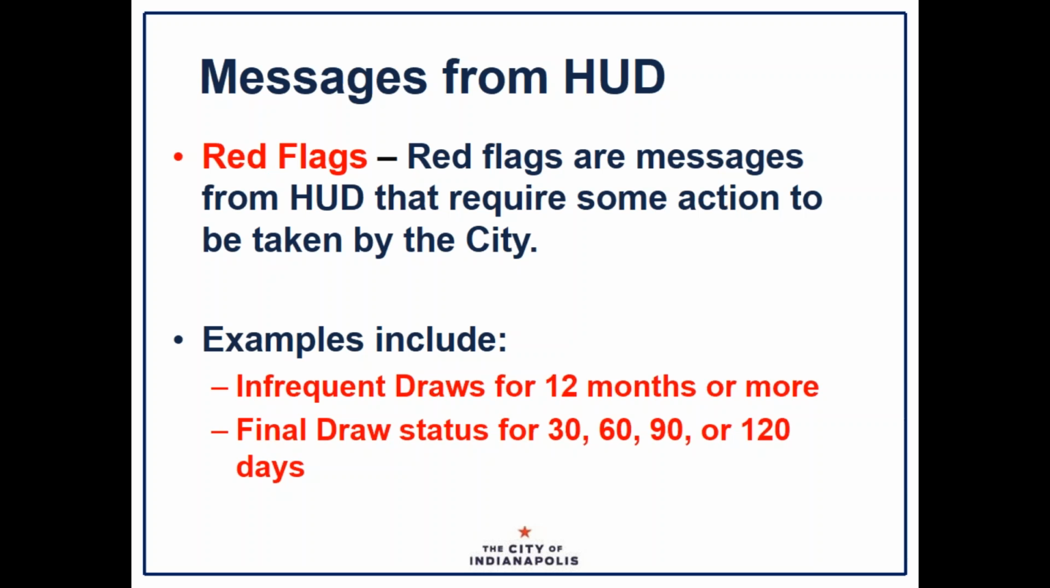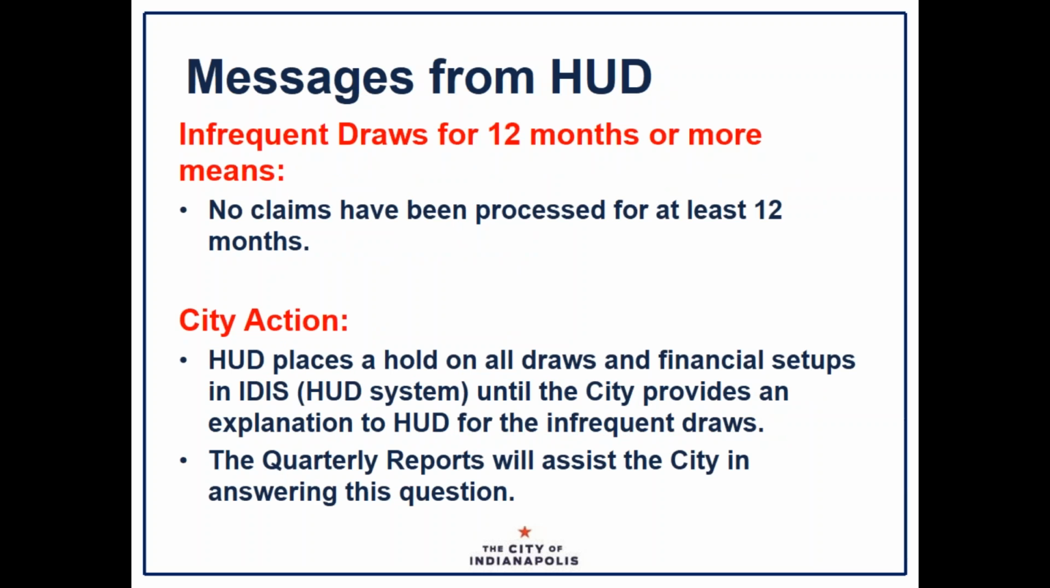Also, the final draw status. So if you've completed your project for the most part and you still have one final draw left and you haven't drawn it yet, then we get red flags every 30, 60, 90, or 120 days to let us know that those draws haven't been made yet. So just a little bit of information about what we see from HUD.